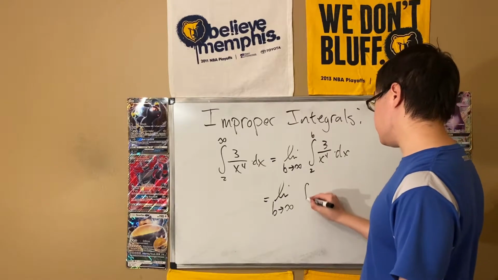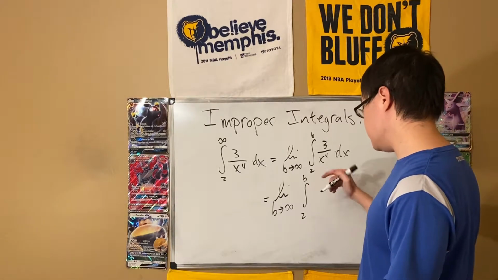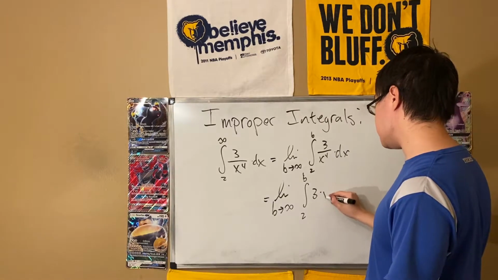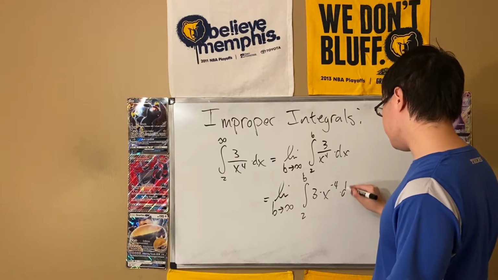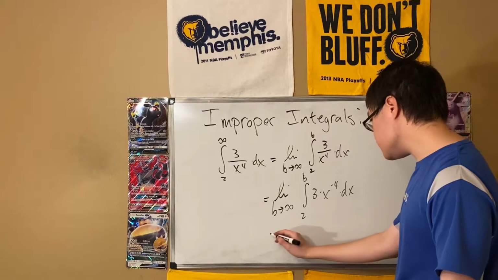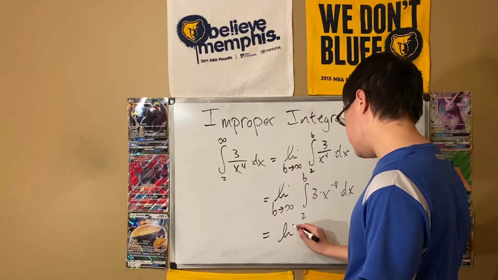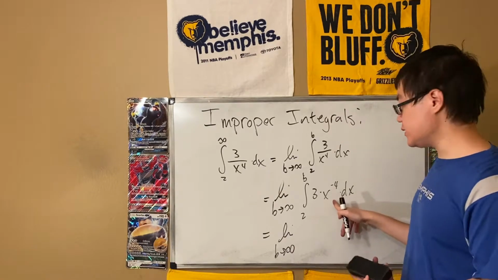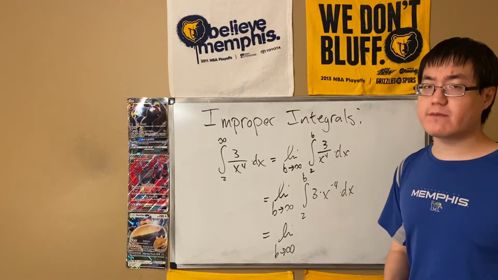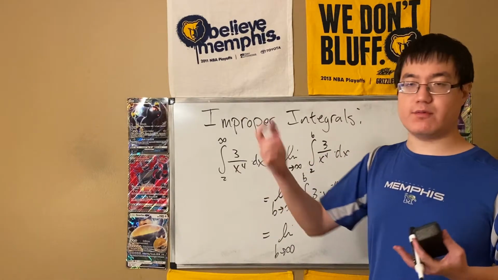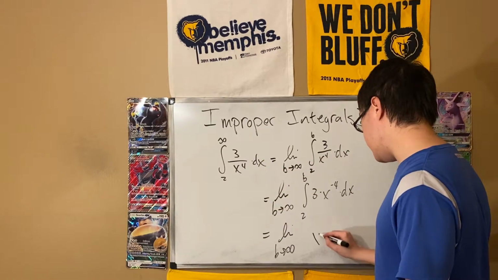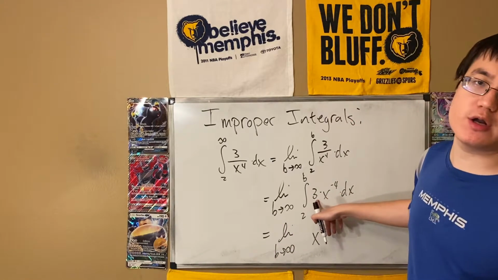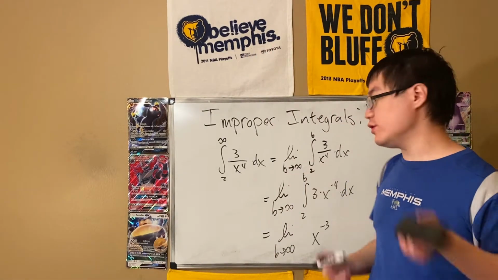So in this case, we're going from 2 to b, but we're going to rewrite this as 3 times x to the negative 4. Time to do some power rule action. Again, we write limit as b goes to infinity. Notice that for this integral, we add 1 for the power rule. Negative 4 plus 1 is negative 3, so x to the negative 3. Then you divide by your new exponent, but that's lovely because there's already a 3 here. 3 divided by negative 3 is negative 1.